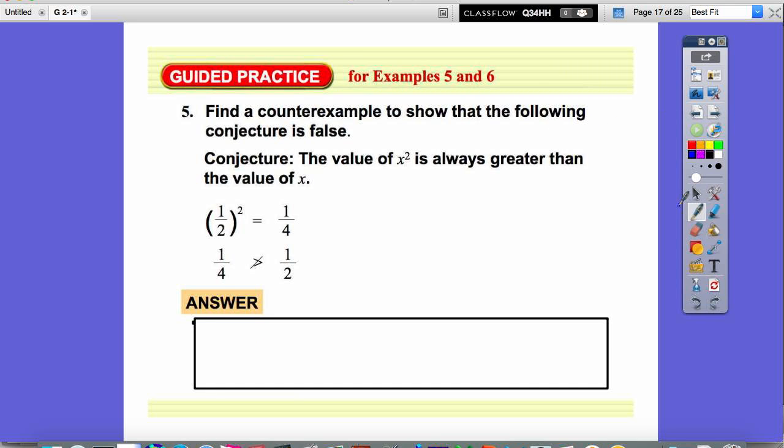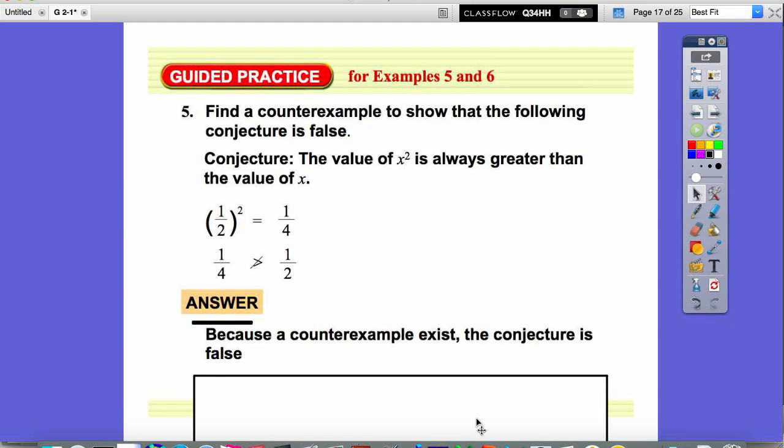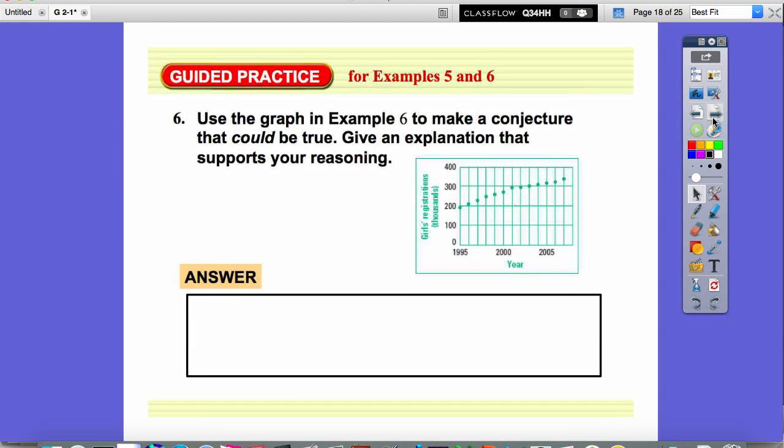Now, find a counterexample to show the following conjecture is false. The value of x squared is always greater than x. In this case, they put in 1/2 for x, and we can see that they got 1/4. So since 1/4 is not greater than 1/2, because the counterexample exists, the conjecture is false.